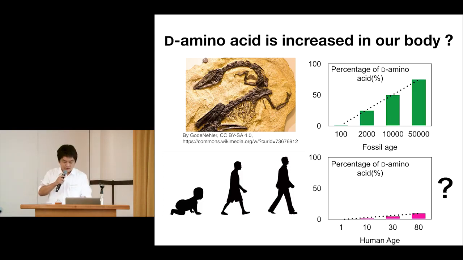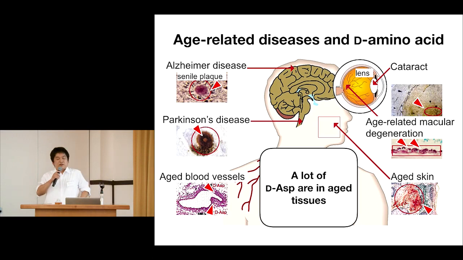And that's correct. Recently, a lot of people found D-amino acid in our body, especially from age-related disease tissue. In Alzheimer's disease, from the brain, from the senile plaque, people found D-aspartate.